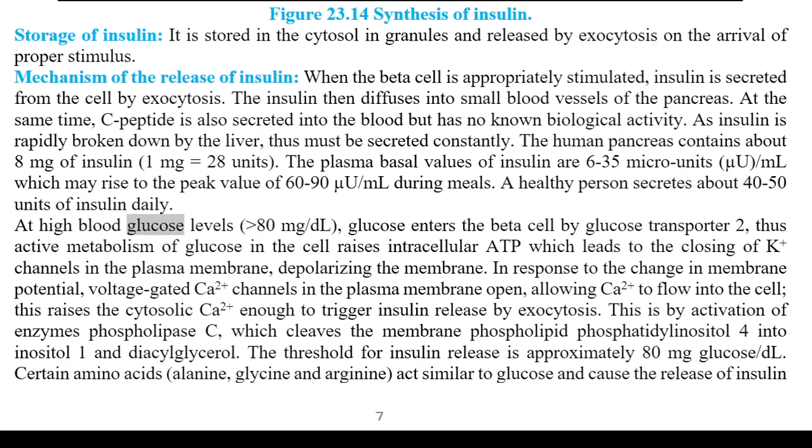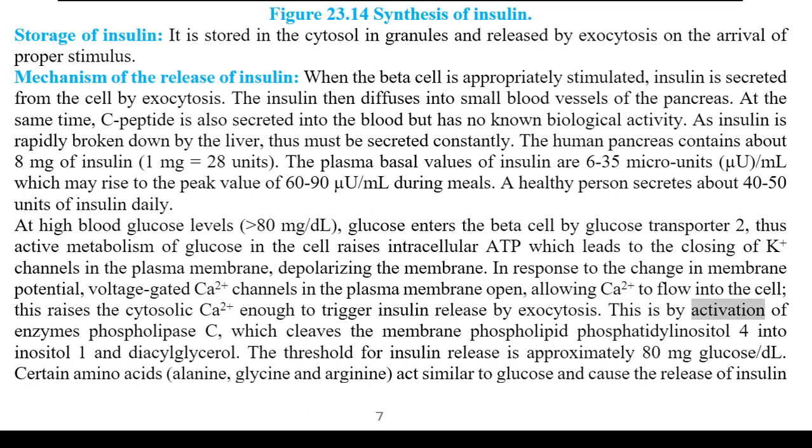At high blood glucose levels, greater than 80 mg/dl, glucose enters the beta cell by glucose transporter 2. Active metabolism of glucose in the cell raises intracellular ADP, which leads to the closing of K+ channels in the plasma membrane, depolarizing the membrane. In response to the change in membrane potential, voltage-gated Ca2+ channels in the plasma membrane open, allowing Ca2+ to flow into the cell.